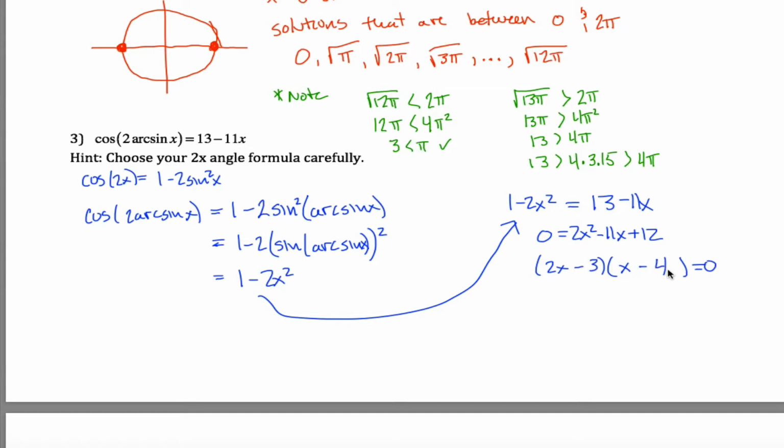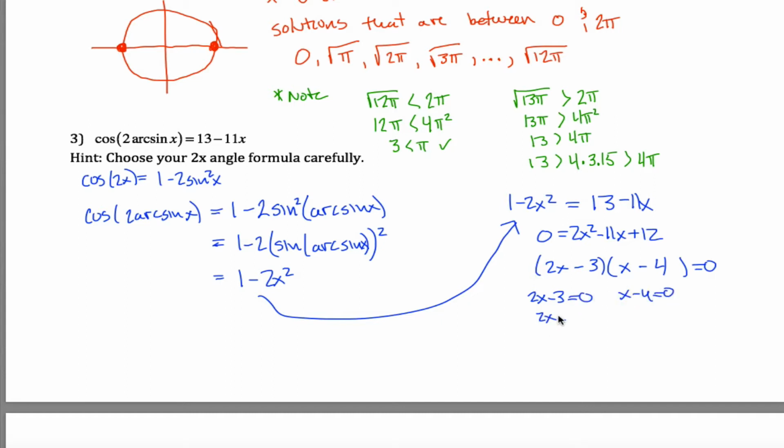There we go, because negative 3 times negative 4 is positive 12, and negative 3 times x is negative 3x, while negative 4 times 2x is negative 8x, so we get negative 11x when you FOIL this whole thing out, and then the 2x squared. Anyways, something times something equals 0. So either 2x minus 3 equals 0 or x minus 4 equals 0.